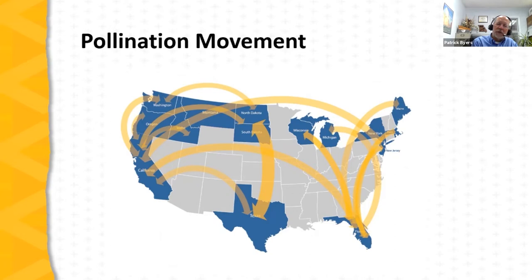For example, if we look at Maine, honeybees are moving to Maine to pollinate the low bush blueberry crop. Honeybees move to Michigan to pollinate crops like cherries, apples, and blueberries. And notice all of those arrows going to California. Well, what's happening in California is a huge event from the standpoint of pollination, and that is the almond bloom.